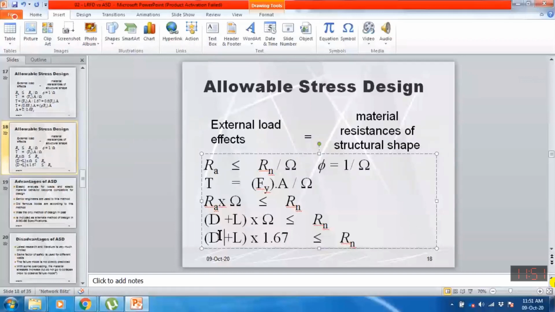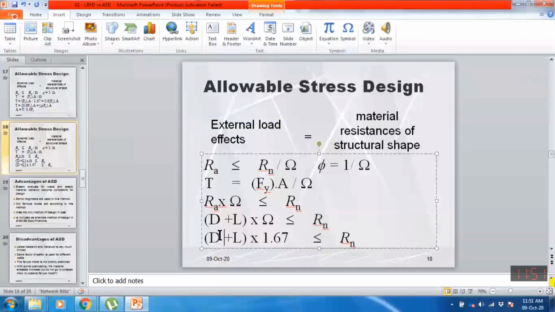If I'm increasing the self weight and dead load by 67%, it means I'm considering a very large load. And for the heavy load, if I compute the cross-section area, it will be very large, more than the requirement. Where I require a cross-section of 100 by 100, I have computed 200 by 200. It is uneconomical, so that is not realistic.